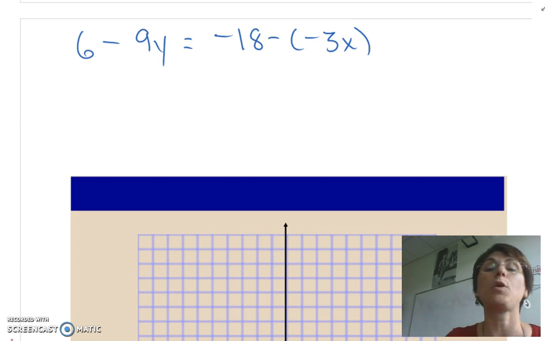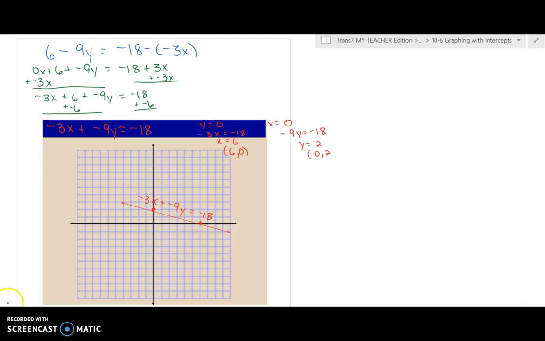Put this in standard form and find the x and y-intercepts. All right, let's see how you did. The x-intercept was 6, 0. The y-intercept was 0, 2. And there's the graph. I'm also going to scroll back up in a second and show you the graph for the previous one so you can see it, and then we'll be done.